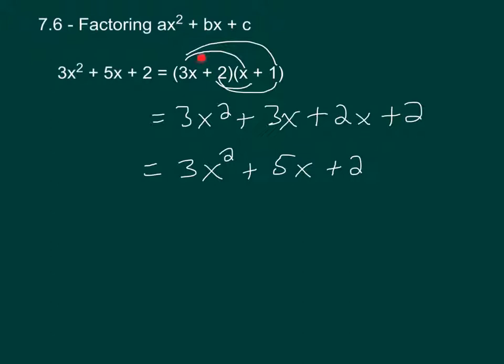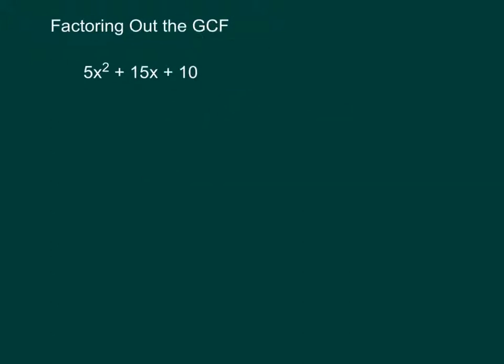The question is still, how did I get there? Because there's a lot of different ways that we could try it, and we want to make sure that we get it right as quickly as possible. So let's figure out how we would do this going forward. Sometimes when you have a coefficient in front of the x squared, you're able to simplify your problem by factoring out the greatest common factor, or the GCF.